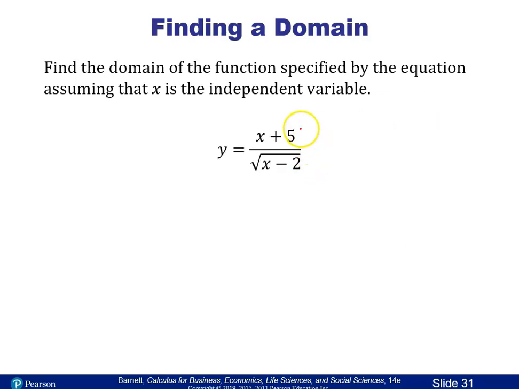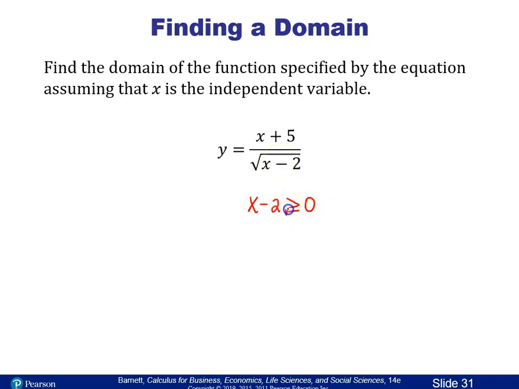Okay, this one actually combines both a radical and a denominator together. So we're going to combine the two things. We've got to think about a couple things. We want to make sure that what's underneath the radical is greater than or equal to 0, because we can't take the square root of something that's negative. But we also can't have it equaling 0, because then the denominator is 0 and we're dividing by 0.